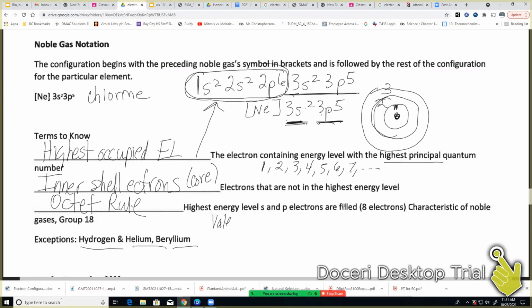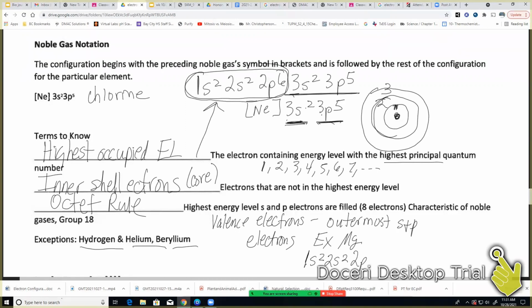You also have your valence electrons, which are going to be your outermost S and P electrons. So if I used magnesium as an example, and I wrote out its longhand configuration, it would be 1s2, 2s2, 2p6, 3s2.